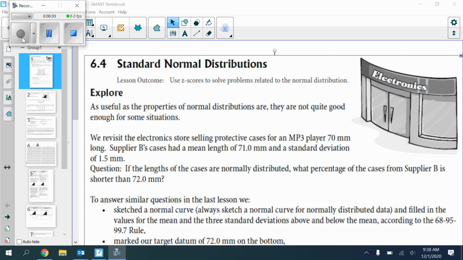Hey, Math 20s, this is the next lesson. So standard normal distributions. The big thing with this is z-scores.